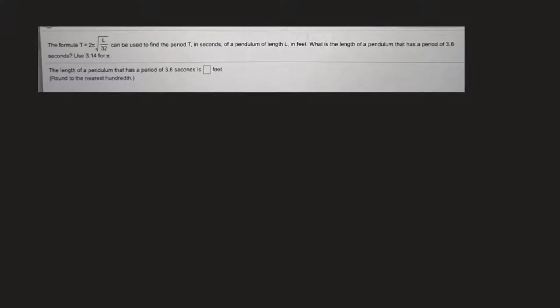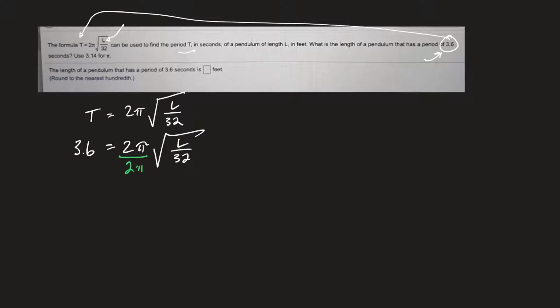All right, here's a good question. It says the formula t equals 2 pi square root L over 32 can be used to find the period t in seconds. What is the length of a pendulum? So it looks like they're looking for L. They want L. That has a period. Period is t. So the 3.6 gets plugged in right there. And use 3.14 for pi.